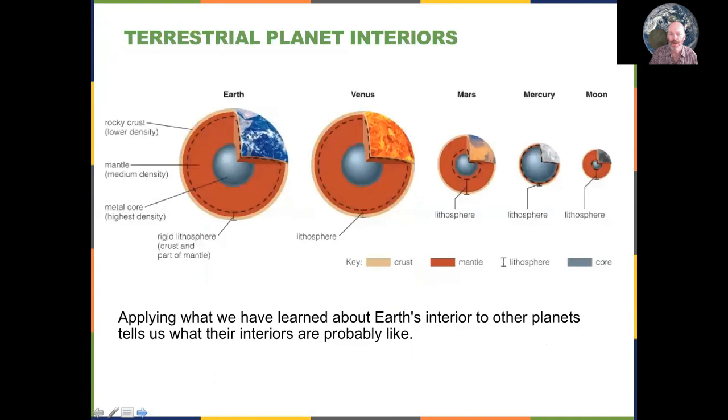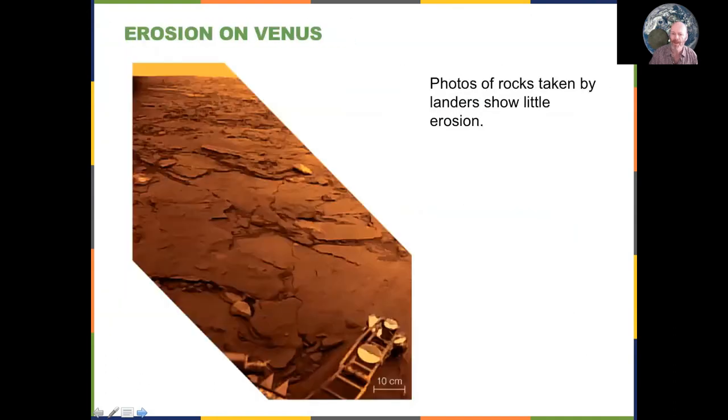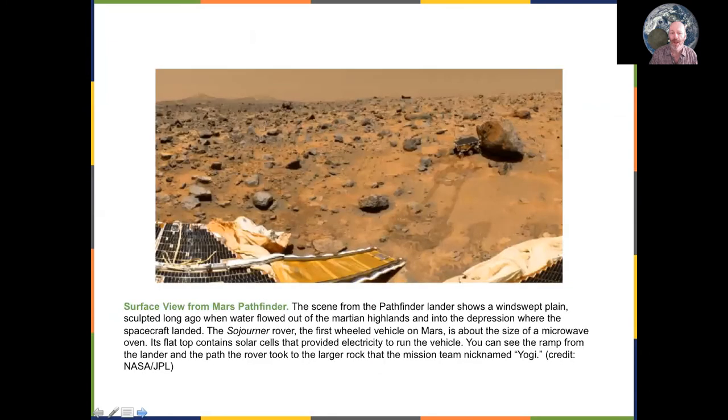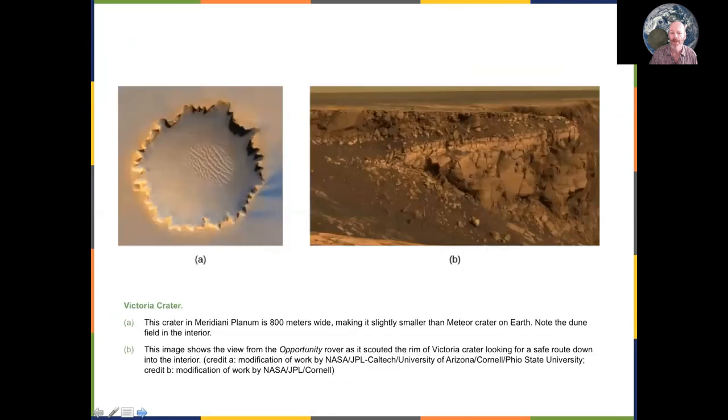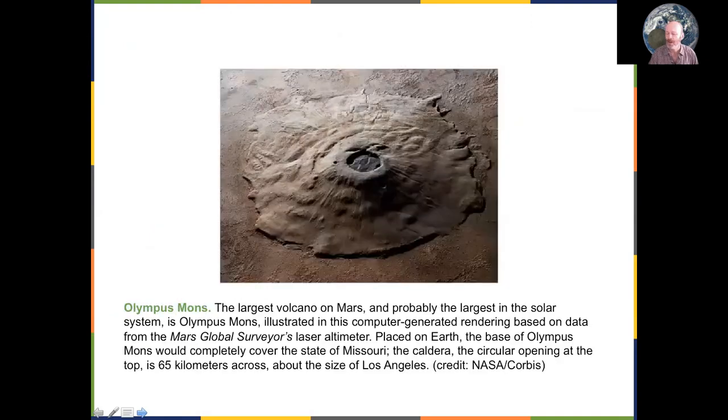So we can look at the different planets and see what's up with them. We can see there's some similarities, and we can see there are some differences. So I hope that you will take the opportunity to look at this PowerPoint. This is Olympus Mons. This is the largest volcano in the solar system by size. It may not be the tallest, but it's the largest. This is the size of Missouri. So this is a huge, huge place.